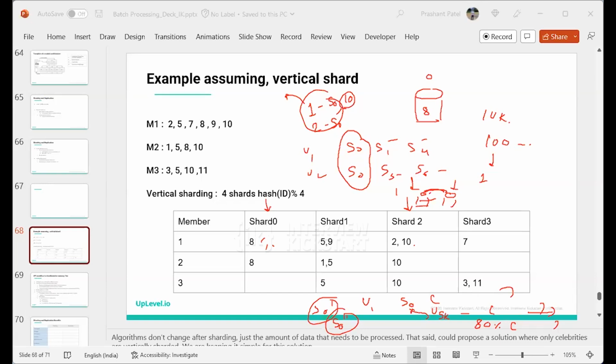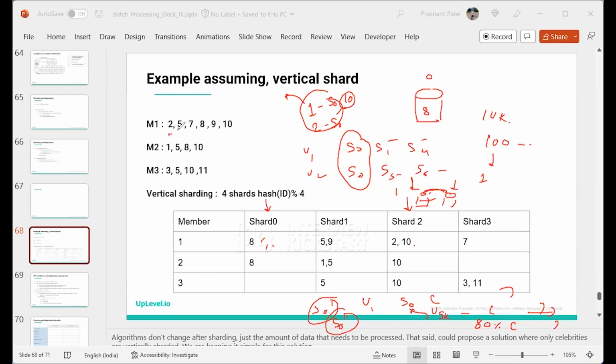Yeah, actually, what I see is shard 0, shard 1, shard 2, shard 3 are value based. That is, it is member ID based, divided by 4, where remainder 0 is shard 0, remainder 1 is shard 1, remainder 2 is shard 2, and remainder 3 is shard 3. That is the way it is done. So nowhere are relationships retained here. It is only vertical sharding based on the member ID. Am I correct? Yes.